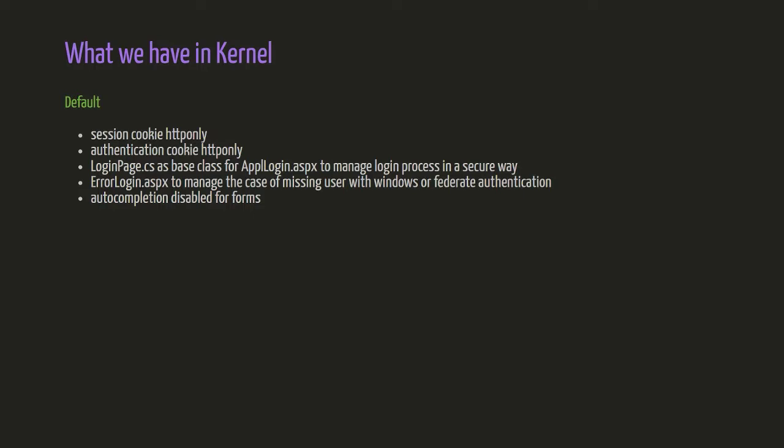Related to securing session and authentication, we already have something in kernel. By default we have session and authentication cookies HTTP only. We have a login page as a base class for app login to manage the login process in a secure way. We have an improved error login to manage the case of missing user with Windows or Federate authentication. And also the auto-completion is disabled by default for forms.